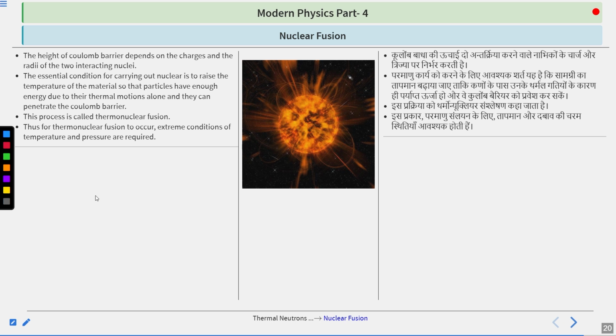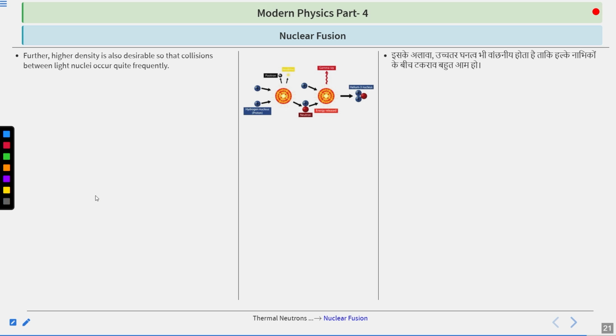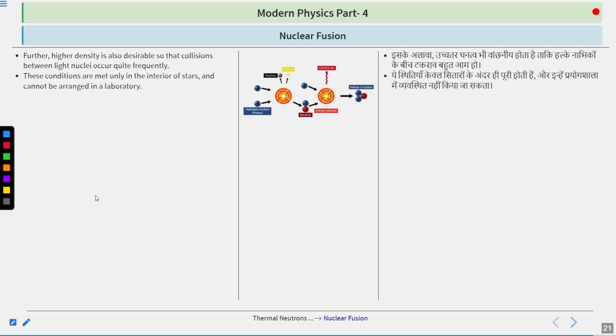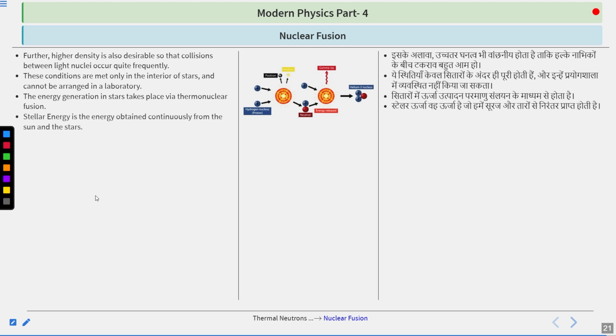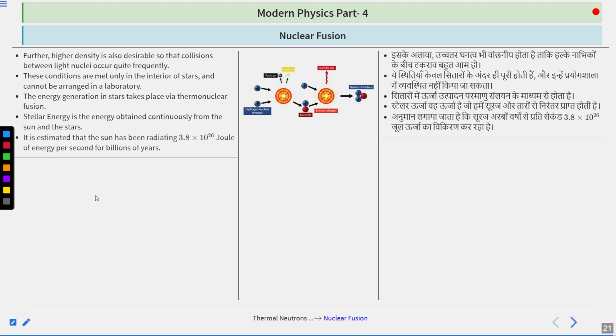Thus, for thermonuclear fusion to occur, extreme conditions of temperature and pressure are required. Further, higher density is also desirable so that collisions between the light nuclei occur quite frequently. These conditions are met only in the interiors of stars and couldn't be arranged in a laboratory. The energy generation in stars takes place via thermonuclear fusion. Stellar energy is the energy obtained continuously from the sun and the stars. It is estimated that the sun has been radiating 3.8 times 10 to the power 26 joules of energy per second for billions of years.